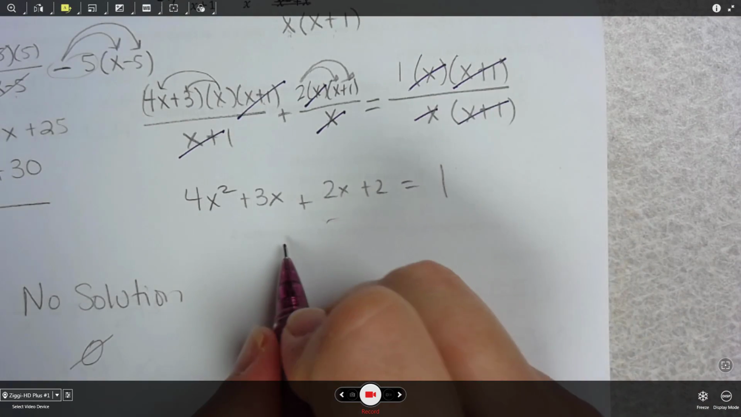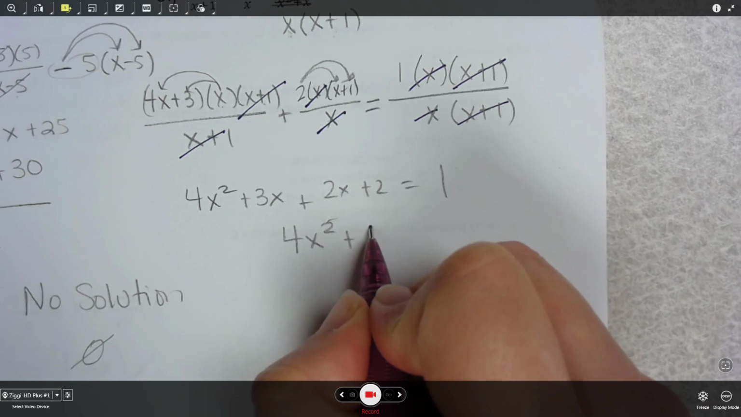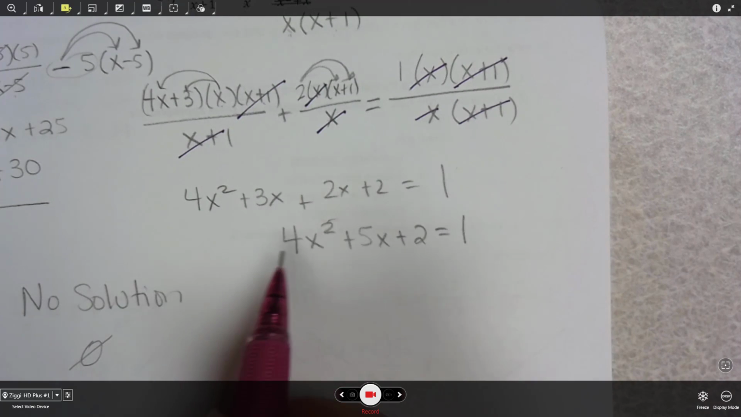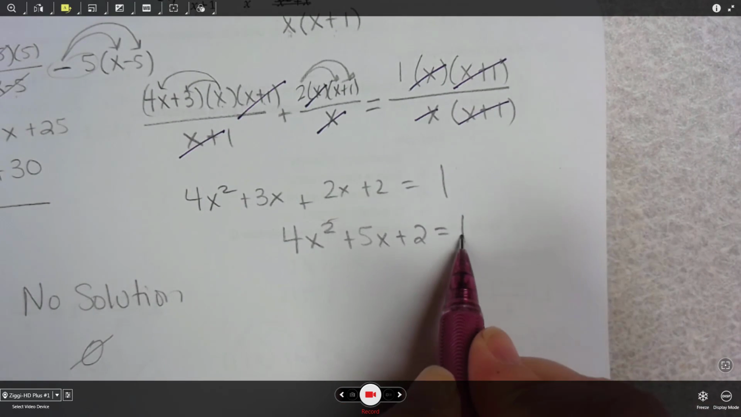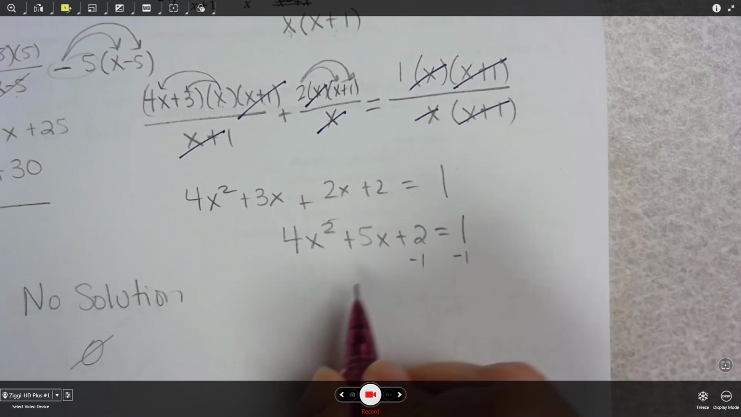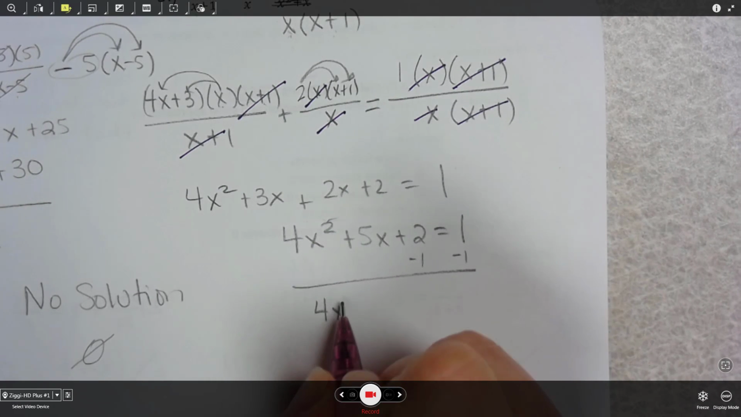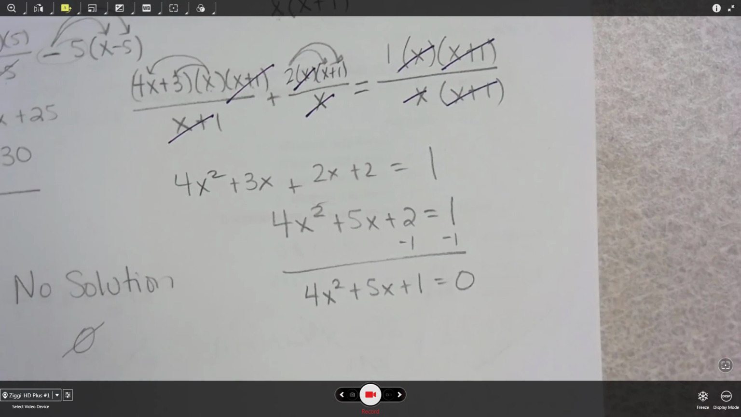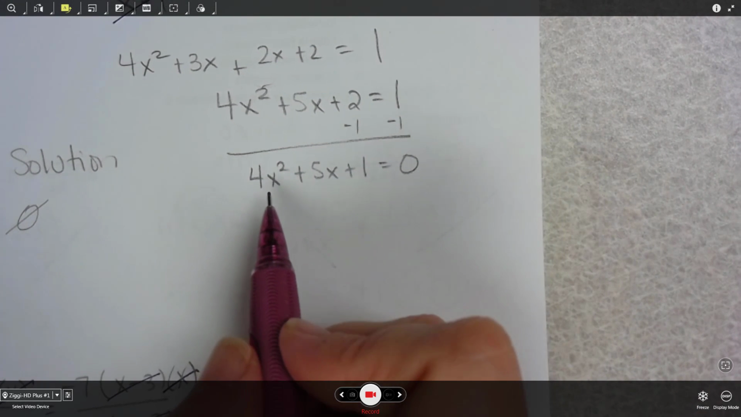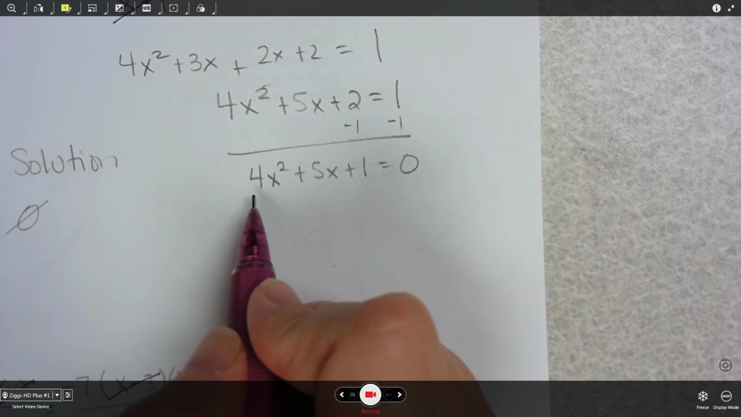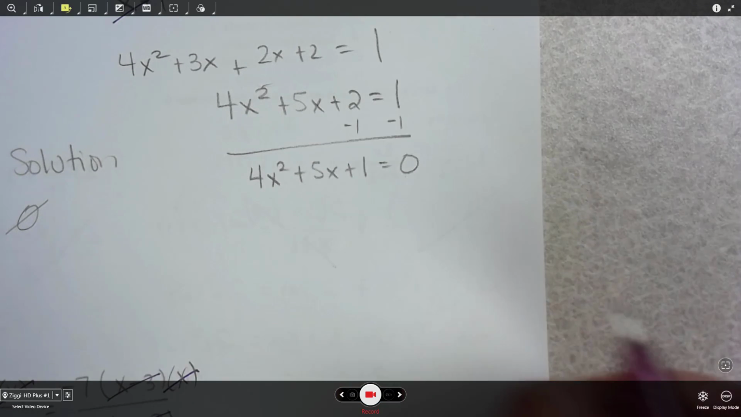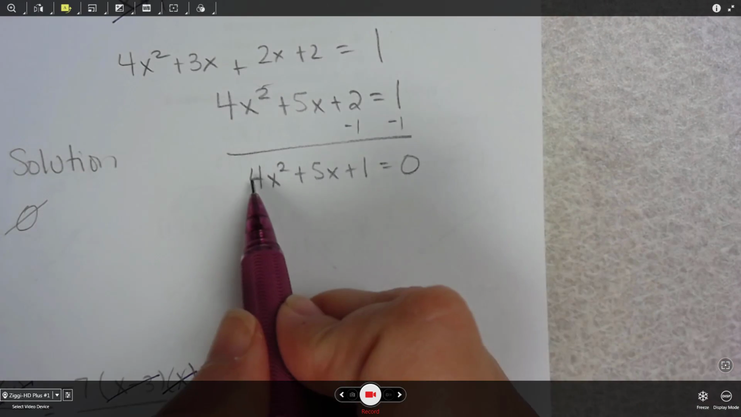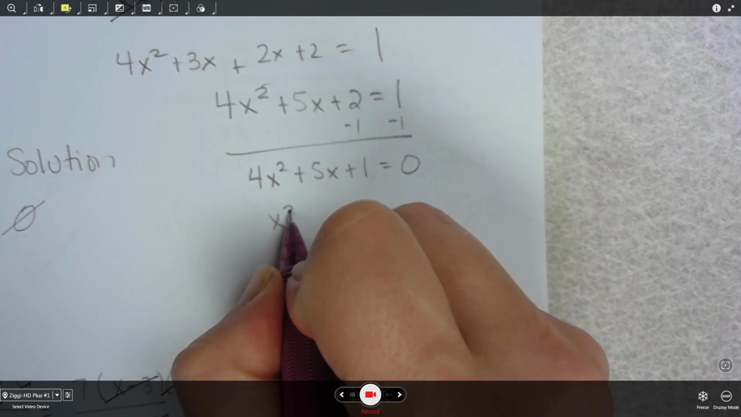Now when I combine my like terms, 4x squared plus 5x plus 2 equals 1. I can now see that this is a quadratic equation. I need to set it equal to 0, so I'm going to subtract 1. Now that I have it set equal to 0, I can decide, can I factor it? If I can't factor it, I must complete the square or use the quadratic formula. But I believe this one will factor, so I'm going to do a little slide and divide here.